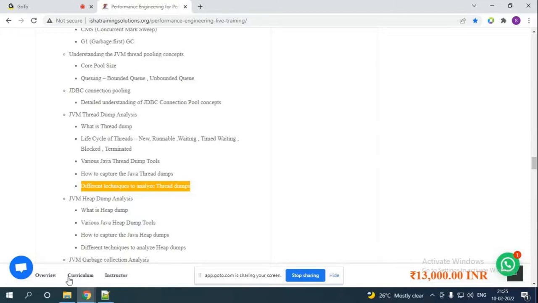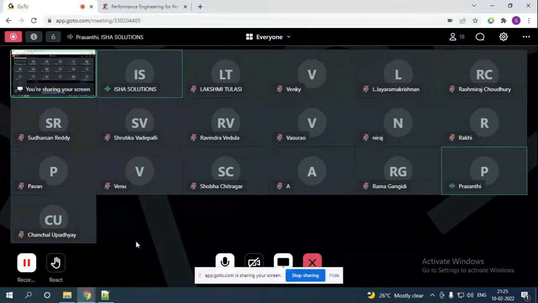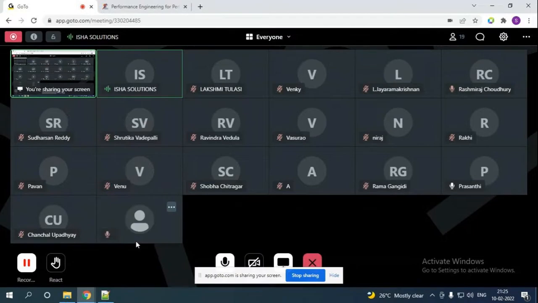Okay, any questions till now, guys? Hi, this is Prashanti. Hi Prashanti. Can we take thread dump and heap dump in AppDynamics or Dynatrace? In AppDynamics, you can take thread dump and heap dump. In Dynatrace, you can take only heap dump. No option to take thread dump. Okay.